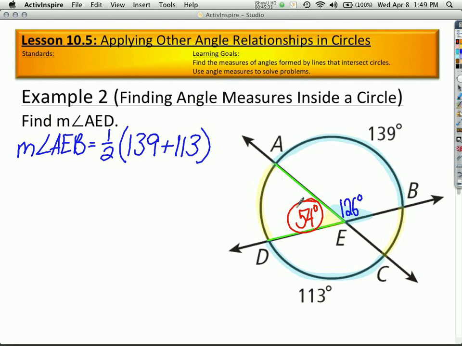Any questions on how we approach that? Any questions on how to use this new tool, this angles inside a circle theorem? Go ahead. I have a question. Or comment, anything at all.